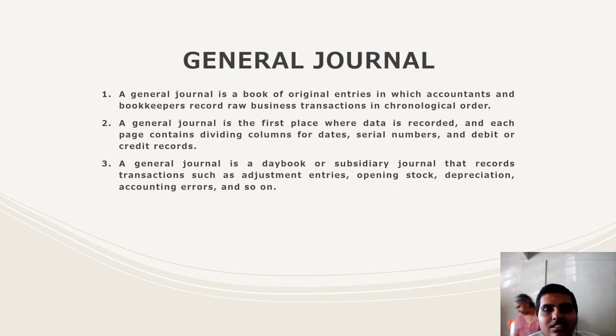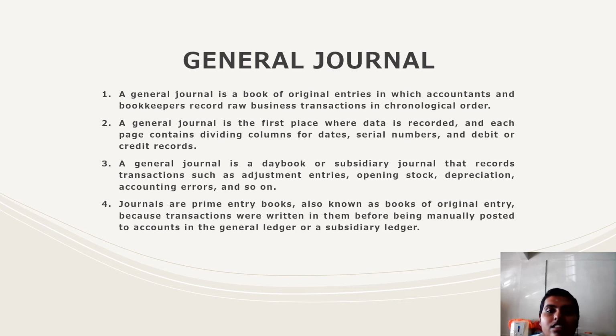It means that a general journal is a day book or subsidiary journal. It is actually not used most of the time, but it is used for records that involve adjustment. If we make any mistakes while we record the accounting data or accounting information, we must make an adjustment for it. Then opening stock, when we start the business at the first date of the month or of the year. Then depreciation, which means the record of the depreciation expenses. Accounting errors, we will rectify our accounting errors through the general journal.